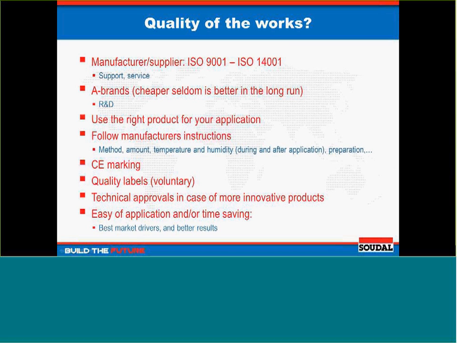Follow the manufacturer's instructions, quite obvious. The CE marking can help you out in a basic decision on quality. Quality labels, of course, they are voluntary, can help you a lot, as can the technical approvals for more innovative products. And I think, just to conclude, the ease of application and the time-saving aspect for us as Soudal are the best market drivers, the better guarantee for a product to be picked up quickly by the market, as they have, of course, these obvious benefits of easy application and time saving.